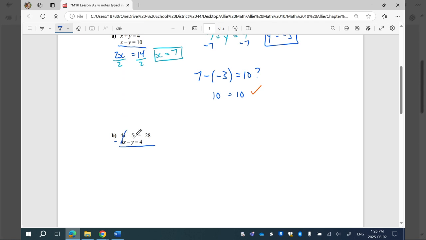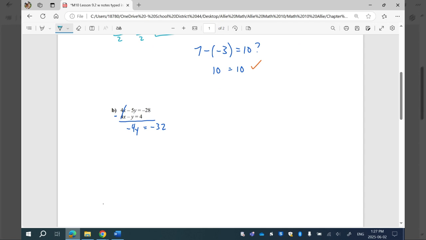And here's the tricky part. Now we have a negative 5y subtract a negative y, which is like adding a positive. So we're going to end up with negative 4y left over. And that's going to equal negative 28 subtract 4, which gives us negative 32. It's a little bit harder to do the subtracting, I think, but either way works. I'll show you what you can do if you really hate the subtracting. So divide by negative 4, divide by negative 4, and we get that y equals a positive 8.